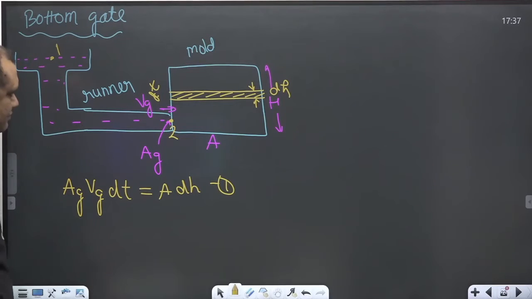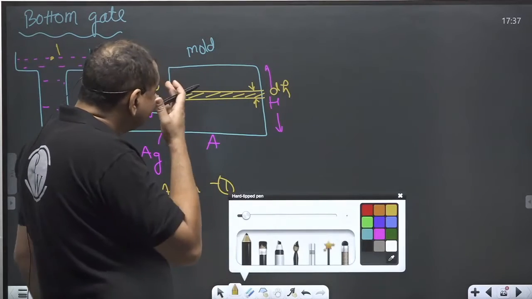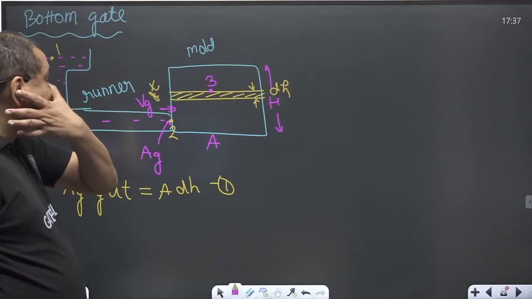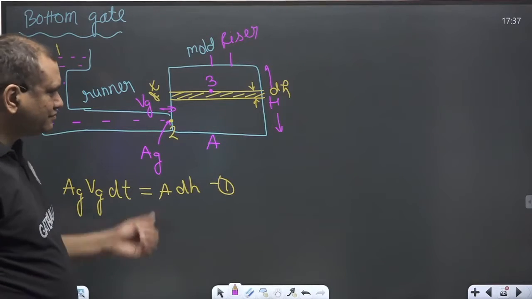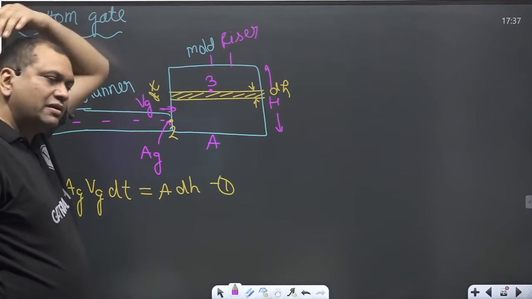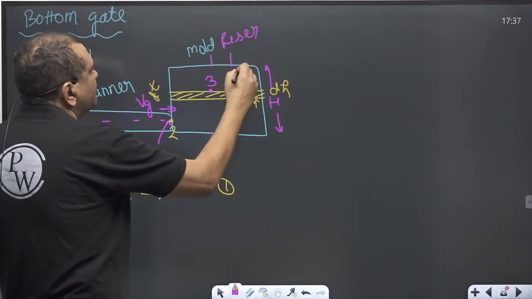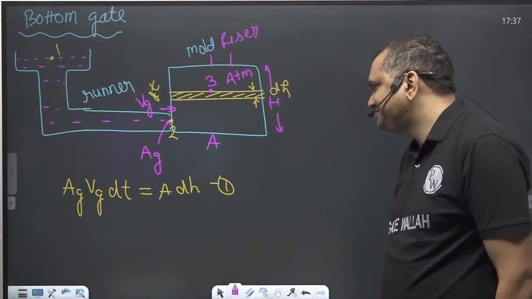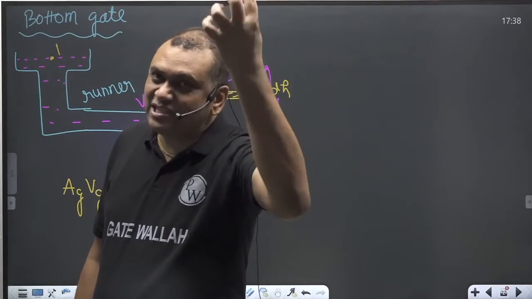Now, point number one is above the pouring basin. Point number two is exactly at the gate. And point number three is at the surface. At the top there will be a riser, somewhere there will be a riser. So point 3 is at the surface, and here the pressure will be atmospheric pressure. Now, I am going slowly because I want this point to percolate down for everyone.